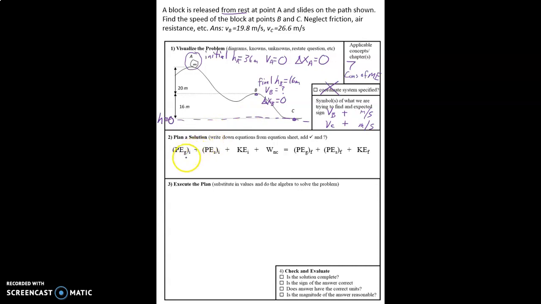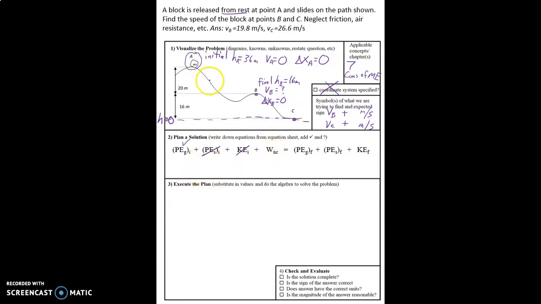All right, so here's the equation. Gravitational potential energy initial, that term is going to be in there. The next term is spring potential energy, and that will not be in there because there are no springs in this problem. Kinetic energy initial, that will not be in there because it's starting with a speed of 0, since it's starting from rest. Work by non-conservative forces. This one's a little trickier.